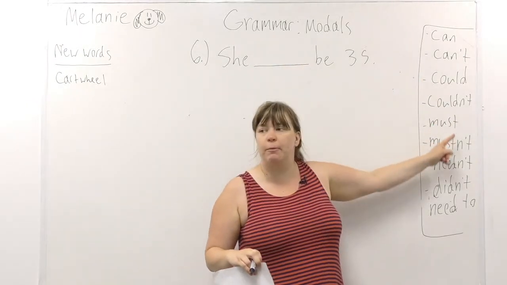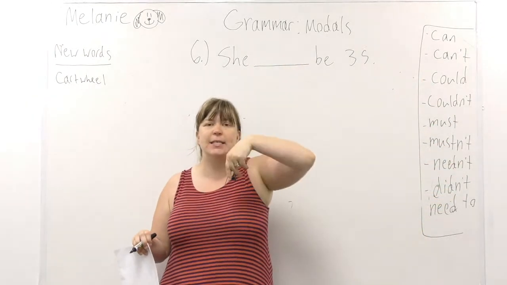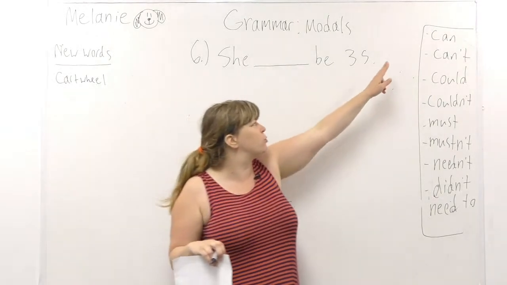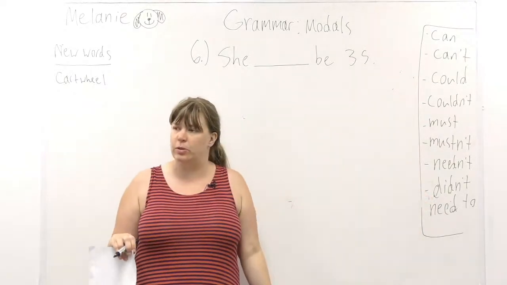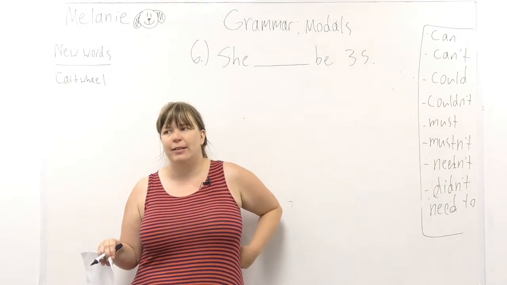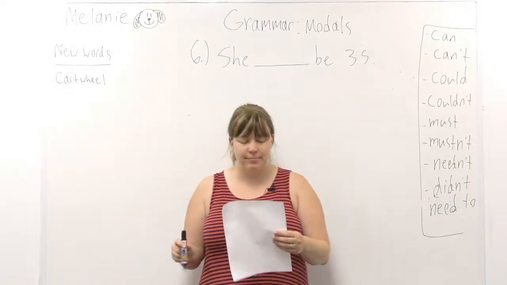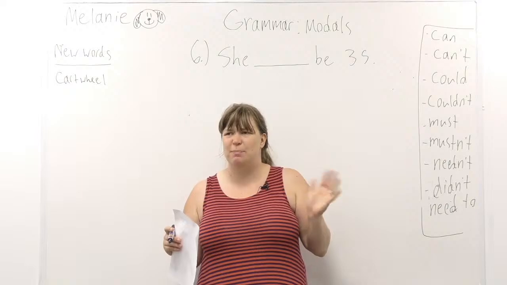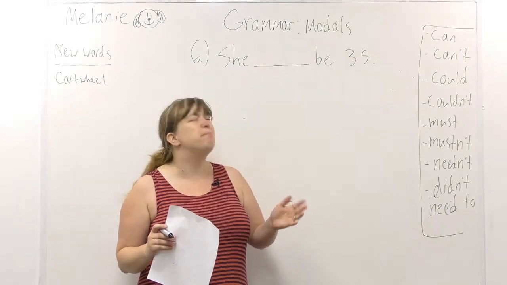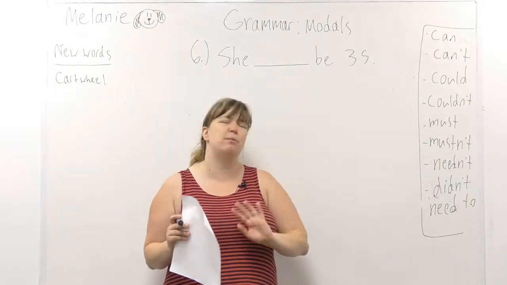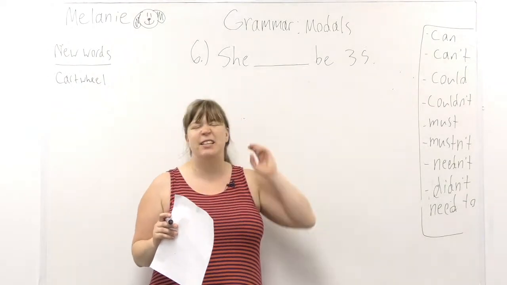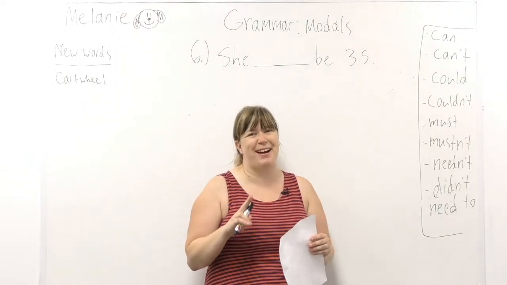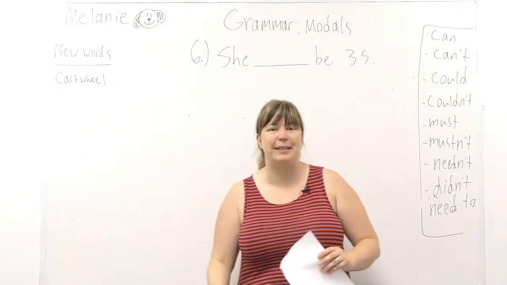So which model are we going to use? Remember, this is present tense, so we're probably going to use one of the present tense models. What do you think? And a negative one. So she can be 35. She can't be 35. She must be 35. She mustn't be 35. So what do you guys think? Remember, she doesn't look 35, so think carefully.